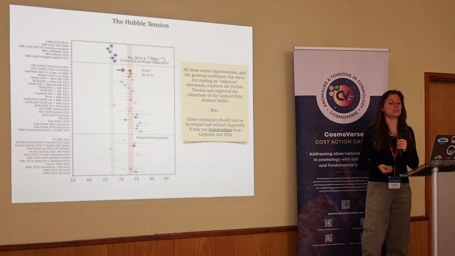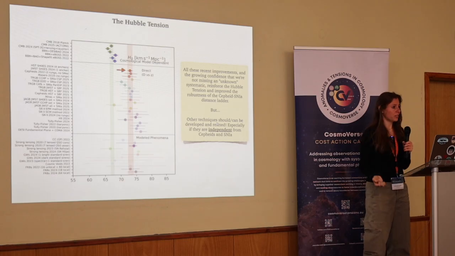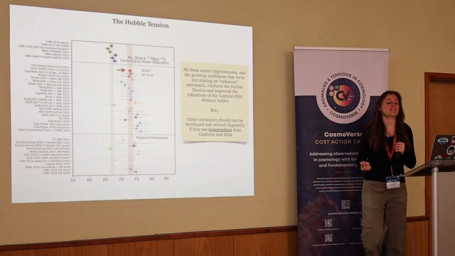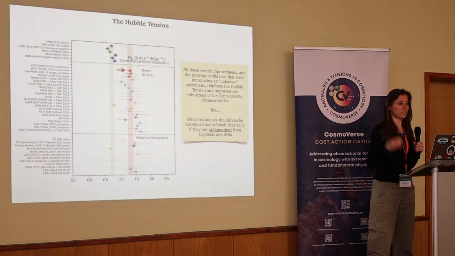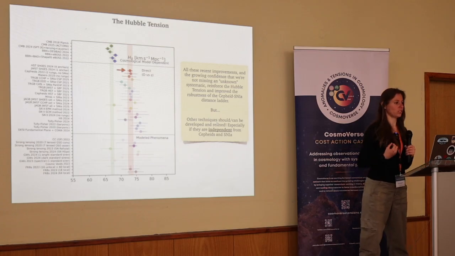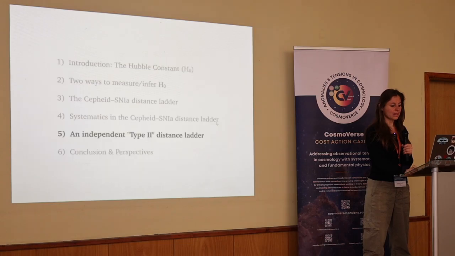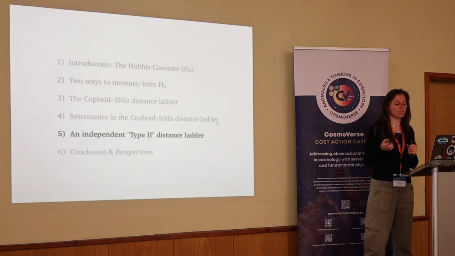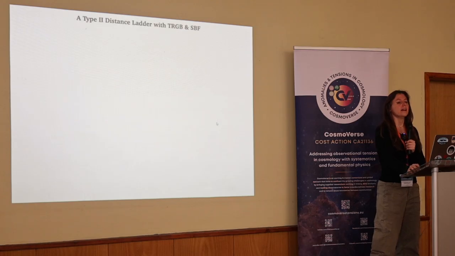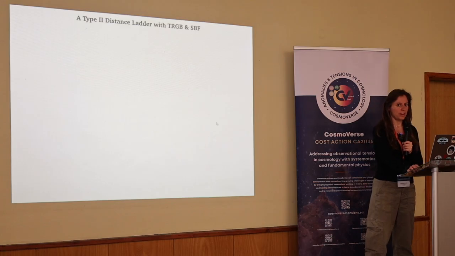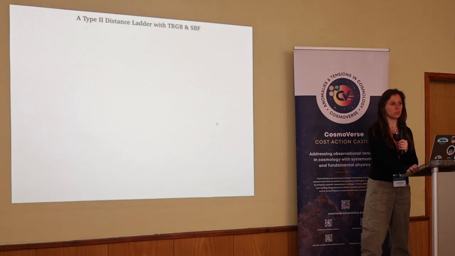But what we really want to do is refine other methods that are completely independent, that do not rely on Cepheids and supernovae. Because if they're independent, they can tell us a lot about the Hubble tension. So that's why I wanted to mention briefly the type 2 distance ladder. This is something one of our colleagues is involved with at Space Telescope. And this is a completely alternative distance ladder with tip of the red giant branch and surface brightness fluctuations.